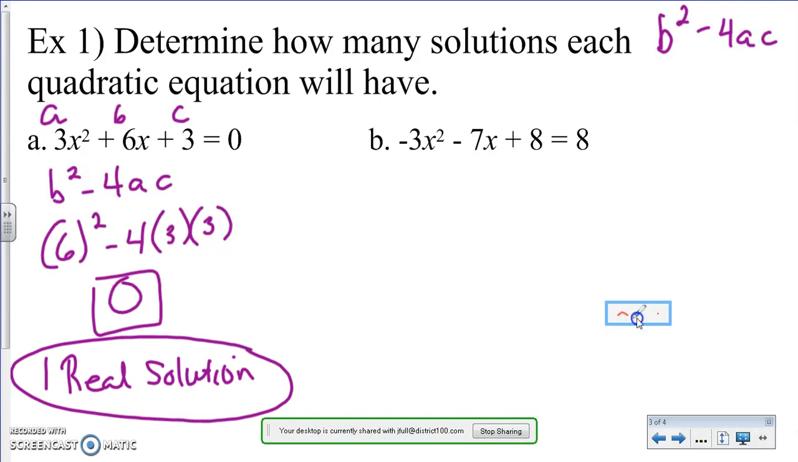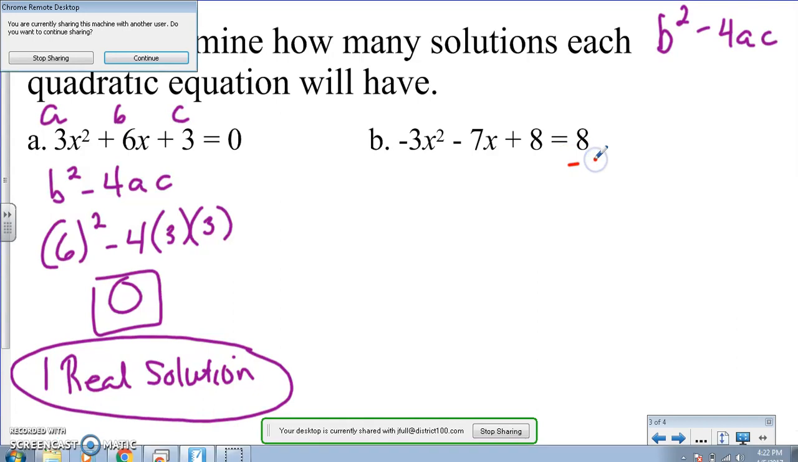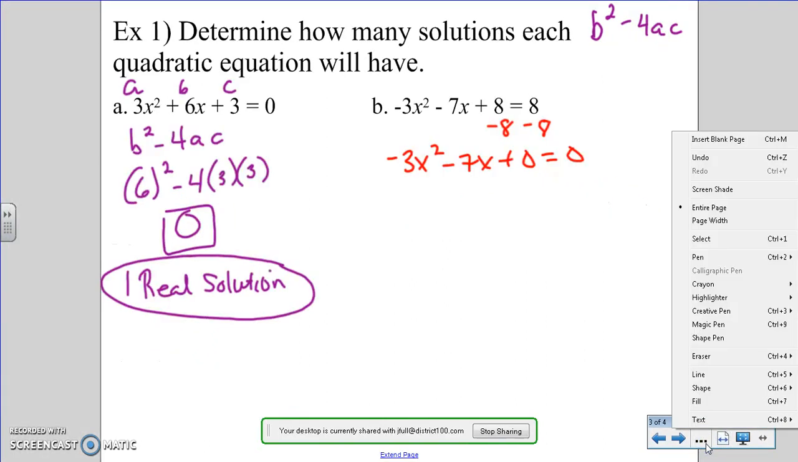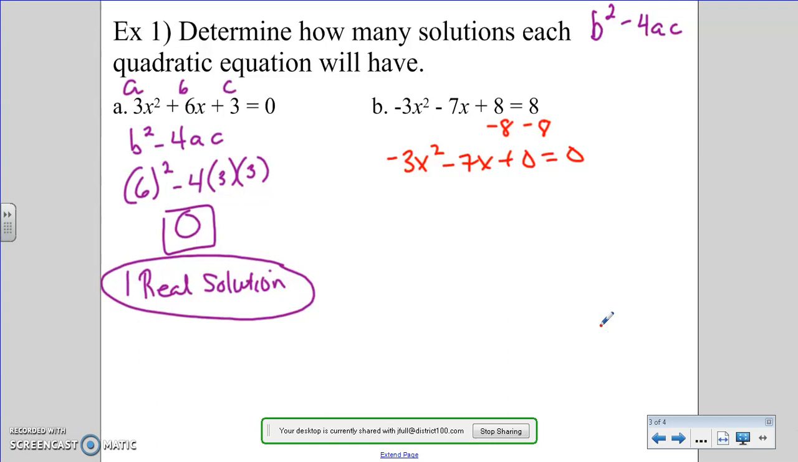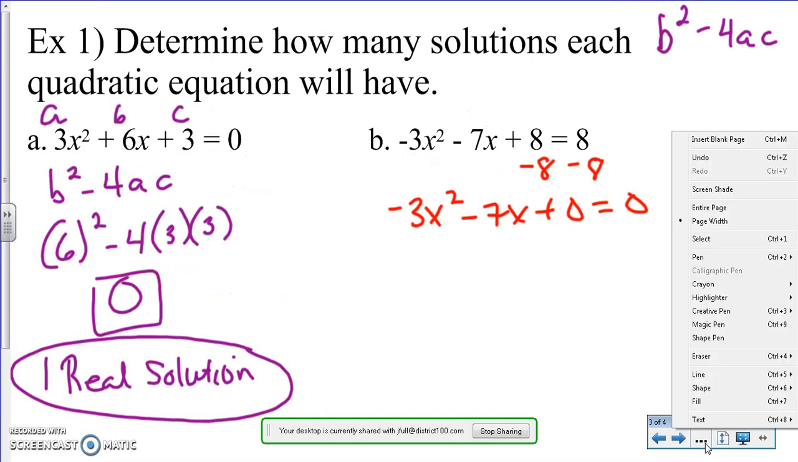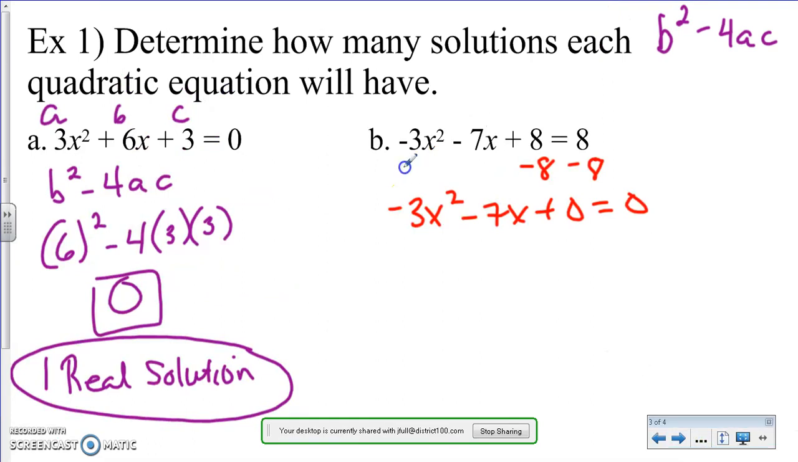For the second one, we're going to start by getting an equal 0 there. So I'm going to go ahead and subtract 8 from both sides. So when I do that, I get negative 3x squared minus 7x, and that actually gives me 0. I'm going to put the 0 there just so I have it. Then I'm going to label my a, b, and c. So if I go ahead and label a, b, and c here, my a is negative 3, my b is negative 7, my c is going to be 0.